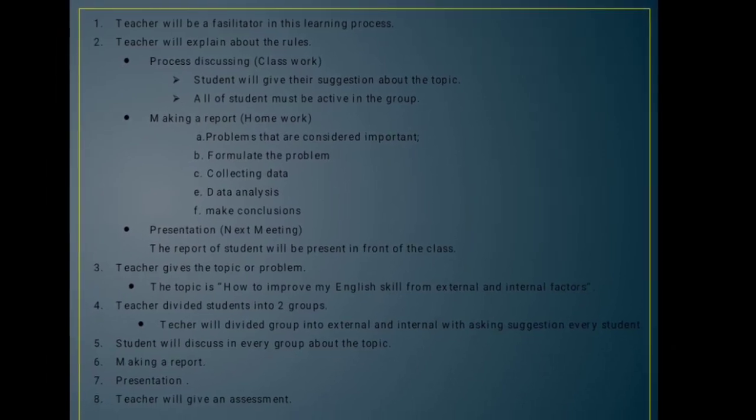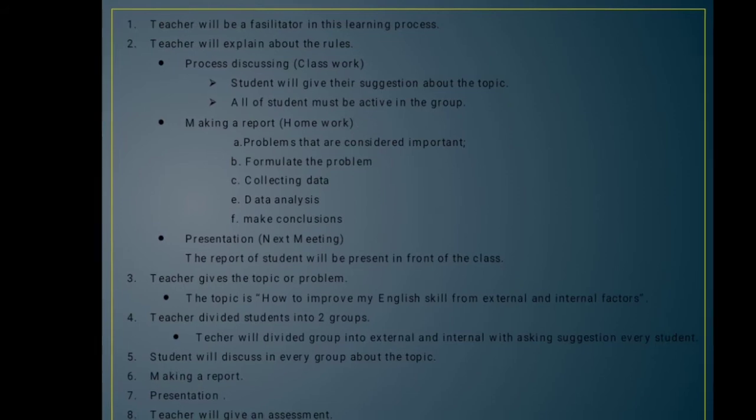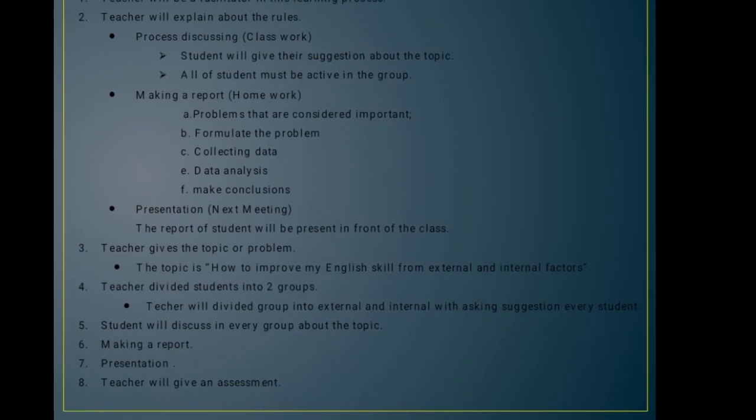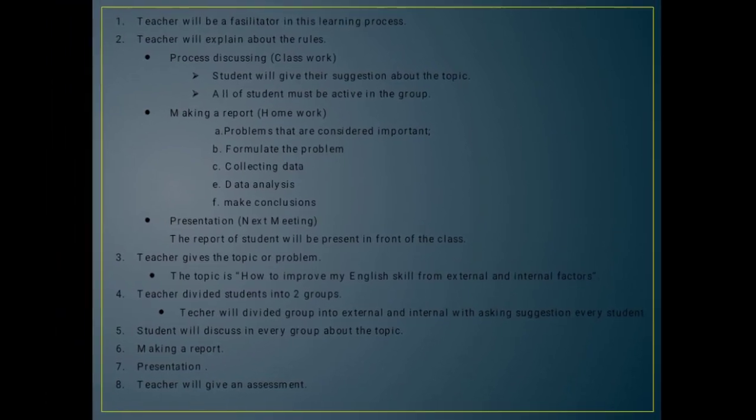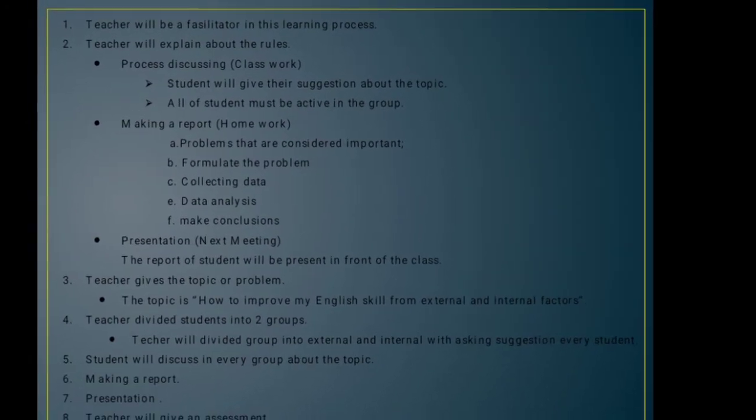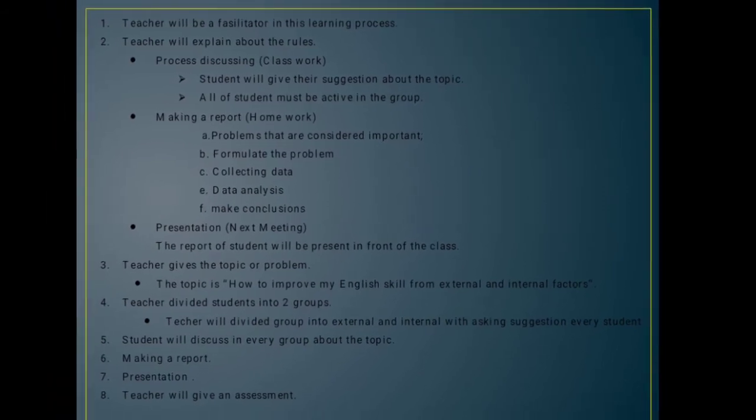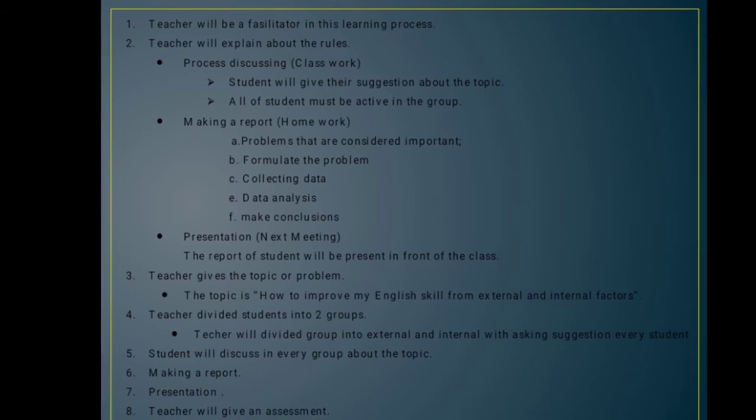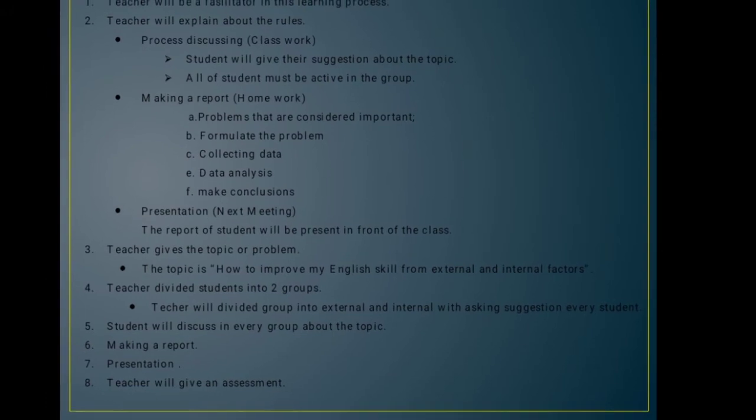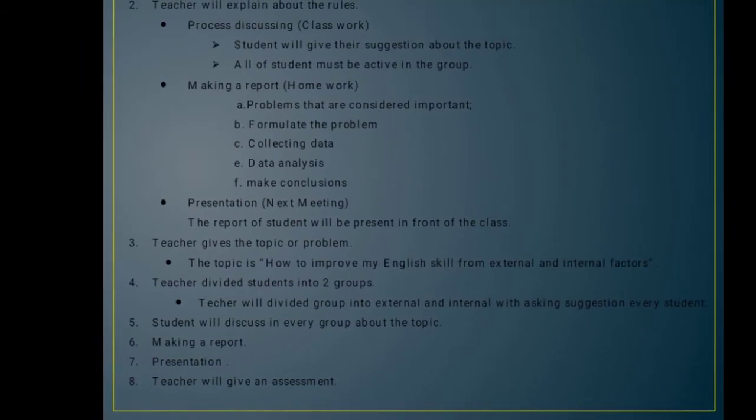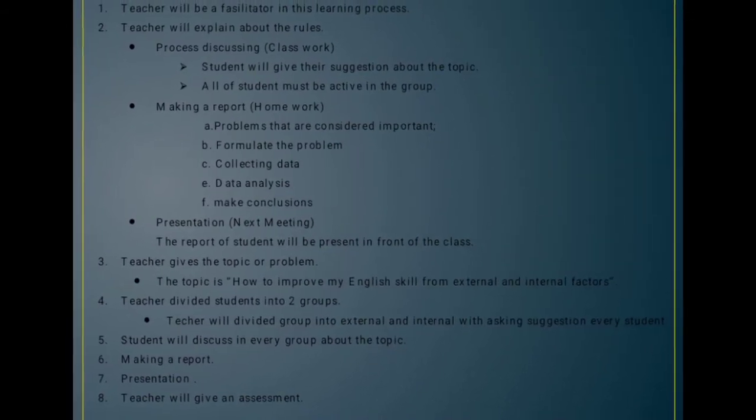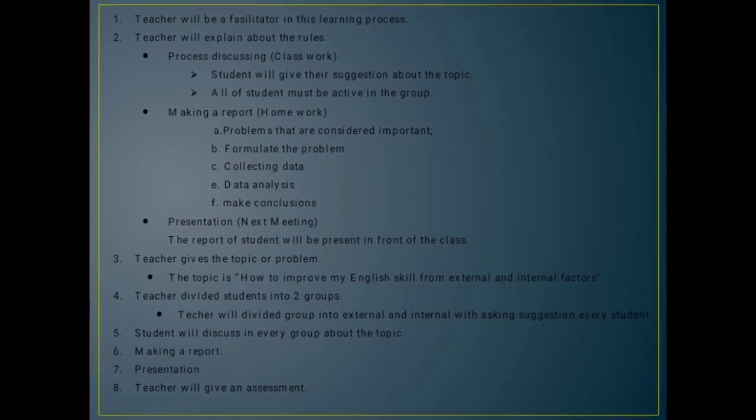Next, teacher gives the topic or problems. The topic is about how to improve my English skill from external and internal factors. 4. Teacher divides students into 2 groups. Teacher will divide groups into external and internal, with asking suggestion from every student. Student will discuss in every group about the topic, making report, presentation, and the last is teacher will give an assessment.